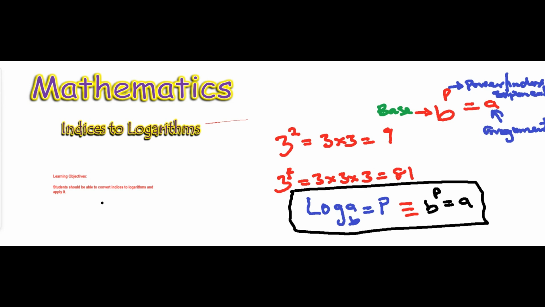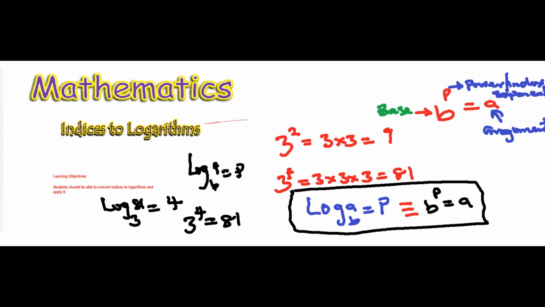Take for example, if I have log 81 base 3 equals 4. If I want to convert this to indices, let the base, which is 3, carry the 4. That will be 3 raised to power 4 equals 81. If I have log a base b equals p, b will go and carry p and equal a. That's how to do that.